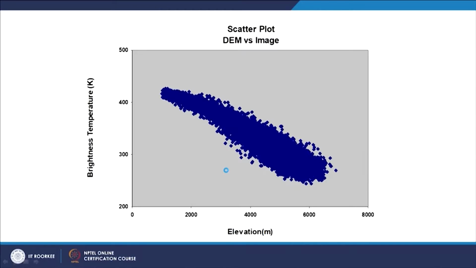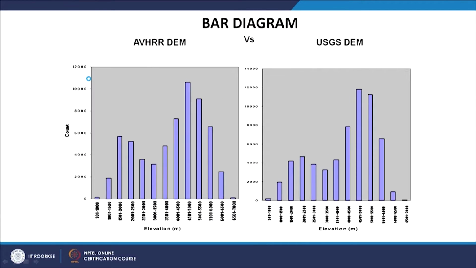Visually you can see there is hardly any difference, but when we plot a scatter plot, we still find a very high correlation. On one side you have elevations derived from USGS, and on the other side you have the brightness temperature derived from NOAA data, and when you plot them, this is what you see. Also, for different elevation ranges, when you perform further analysis, you find that the histogram pattern is almost the same.